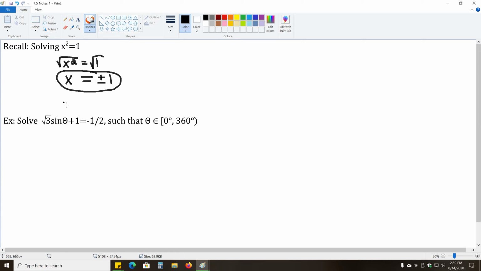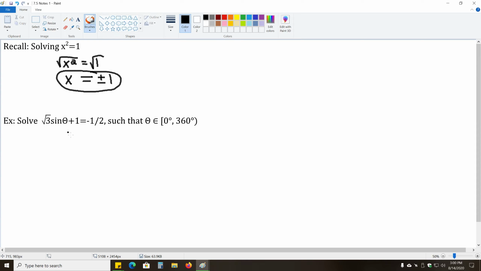Remember, if you take 30 degrees and plug it into sine, it will give you the same value as if you took 30 degrees plus 360 degrees, so 390 degrees, and plugged that into sine. So there will be infinite answers typically for these trigonometric equations. With that in mind, let's go ahead and try to solve the following problem. We have the square root of 3 times sine of theta plus 1 equals negative 1/2. And we're solving it such that theta is in the interval 0 to 360 degrees.